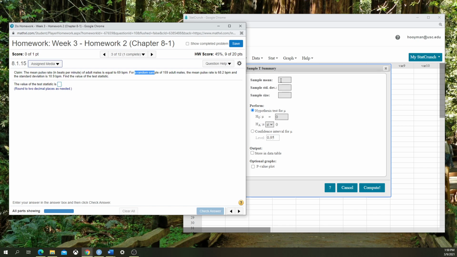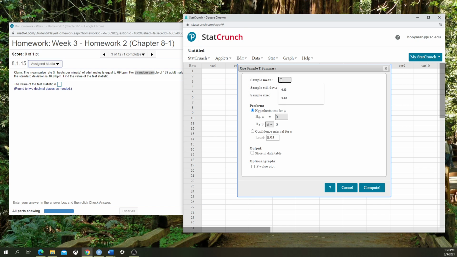The mean of our sample data is 68.2. The standard deviation, 10.9. The sample size, 159. Okay, and now if you remember from what we did previously when we were putting our hypothesis into symbolic form, this is where it's now asking us, well, what is your null hypothesis equal to? So you see these things stay the same, it's usually always equal, just like I said earlier, and our claim is that it's 69 beats per minute.